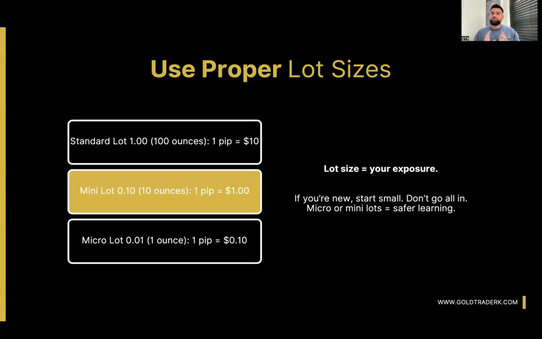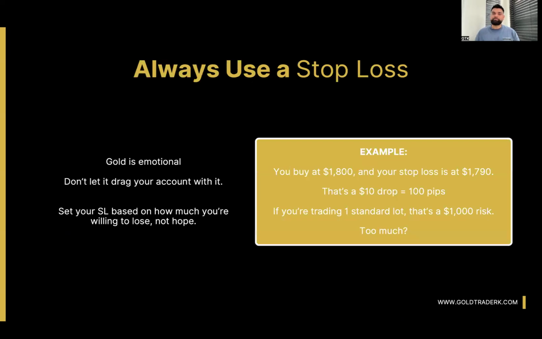So number one, use proper lot size. You've got to understand what the lot size stands for. A standard lot, which is 1.00, means you're investing $10 per pip. Mini lot, 0.10, is when you're investing $1 per pip. Micro lot, 0.01, is when you're investing 10 cents per pip. A lot size is equivalent to your exposure. If you're new, start small, don't go all in. Micro or mini lots are safe for learning.